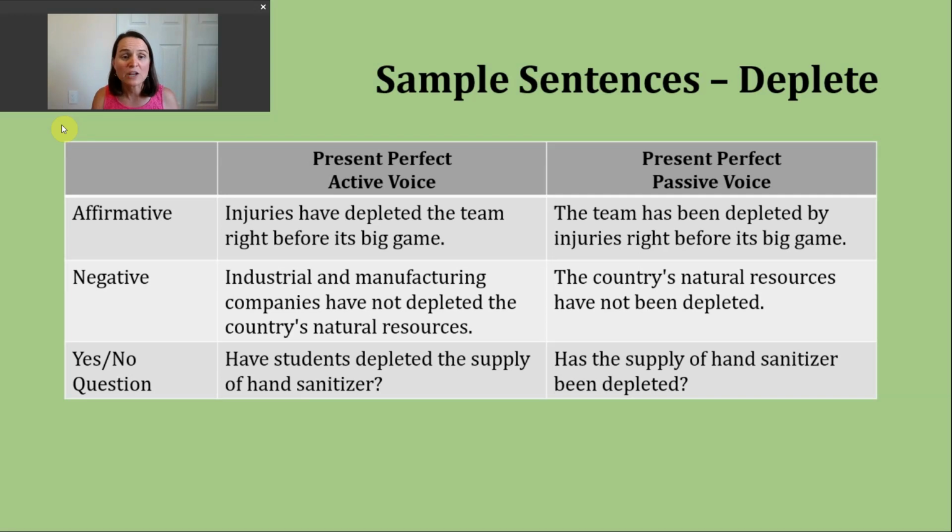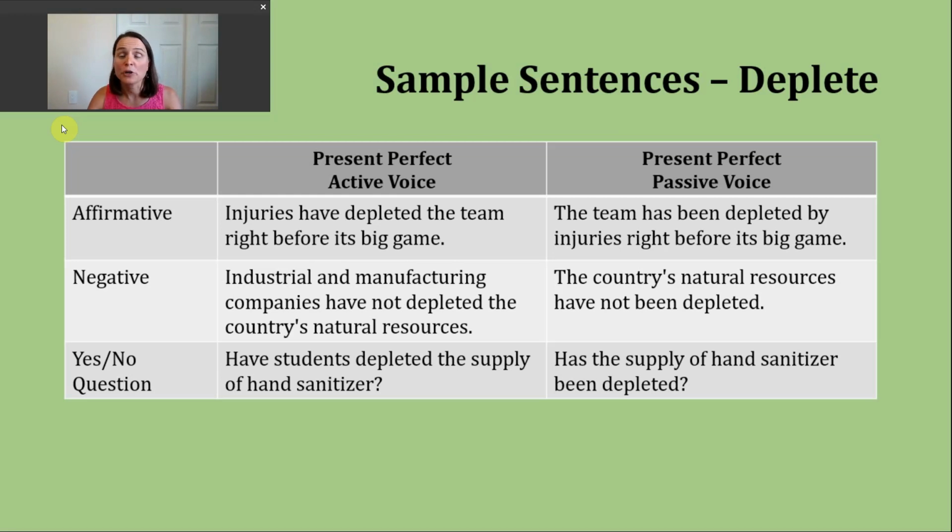Okay, so we know what is sort of responsible for this reduction in players, right? So they maybe don't have as many people playing in this big game as they would normally due to injuries. Now, if I want to make that present perfect active voice sentence into passive, so the thing that received the action of depleting there, that's going to move to the front. So you see the team.